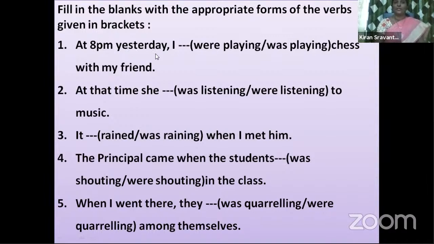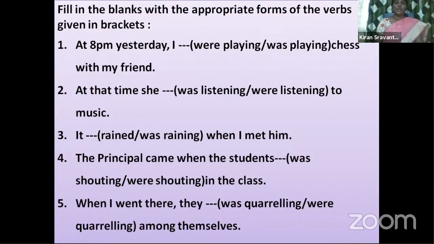So at 8 p.m. yesterday, I was playing, or I were playing chess with my friend? I was playing. As I told you, I always follows special rules. We are all important to ourselves, so I is very important. So I was playing chess with my friend. So coming to the second sentence, at that time she, then again third person singular. He, she, it will be followed by which form of the be form in past tense? Was. So at that time she was listening to music.